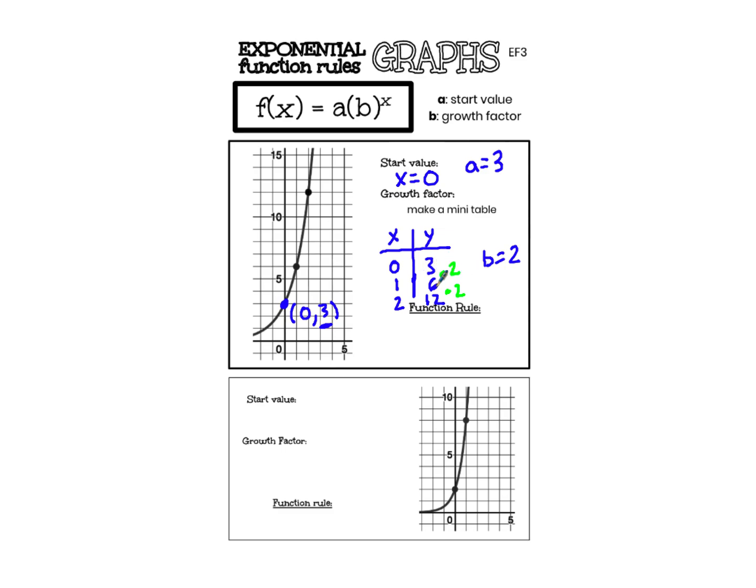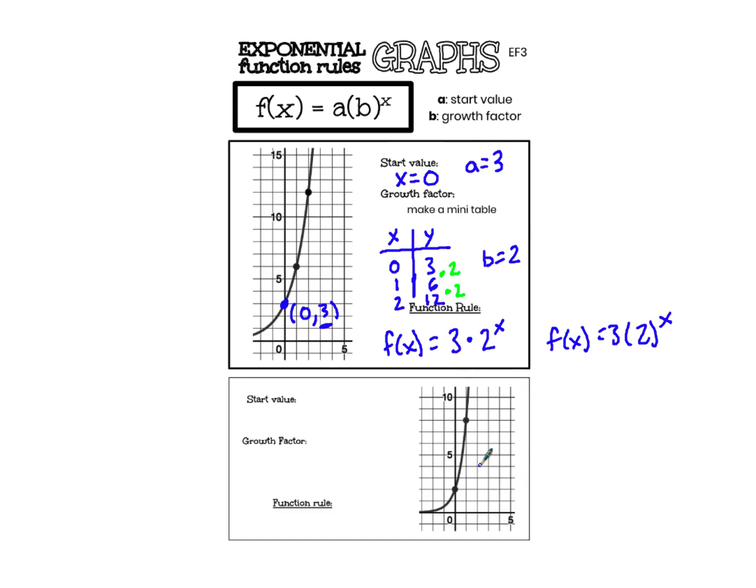If I couldn't just eyeball that, or if I were facing a compound growth situation, then I would need to use division to work backwards to find that multiple. So 6 divided by 3, 12 divided by 6. I can now write my function rule. f of x equals a times b to the x. I can, of course, also write this using my parentheses notation to indicate multiplication. So in any case, my start value is 3, which I found from my y-intercept. And then I used my points to make a mini table and used that table to find my growth factor.